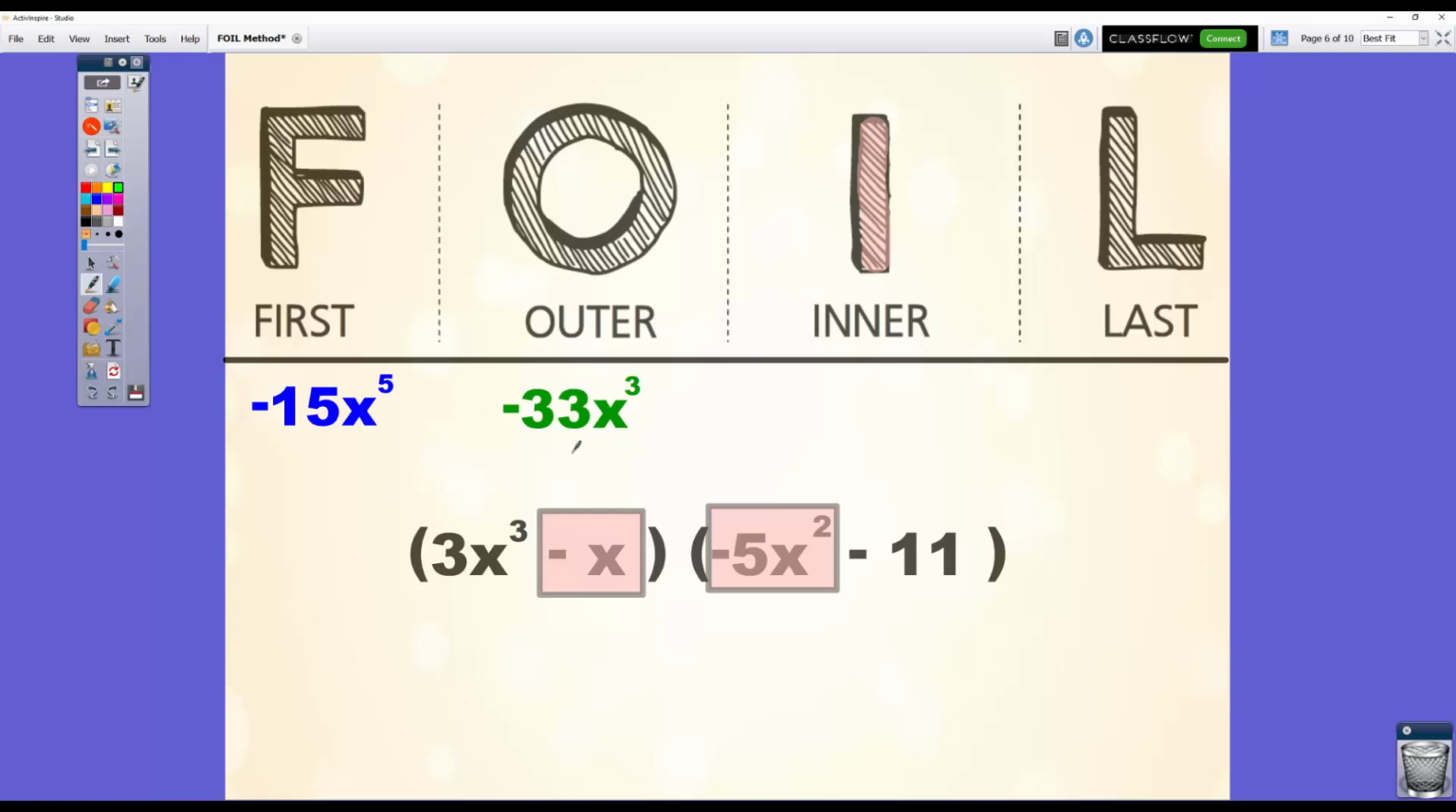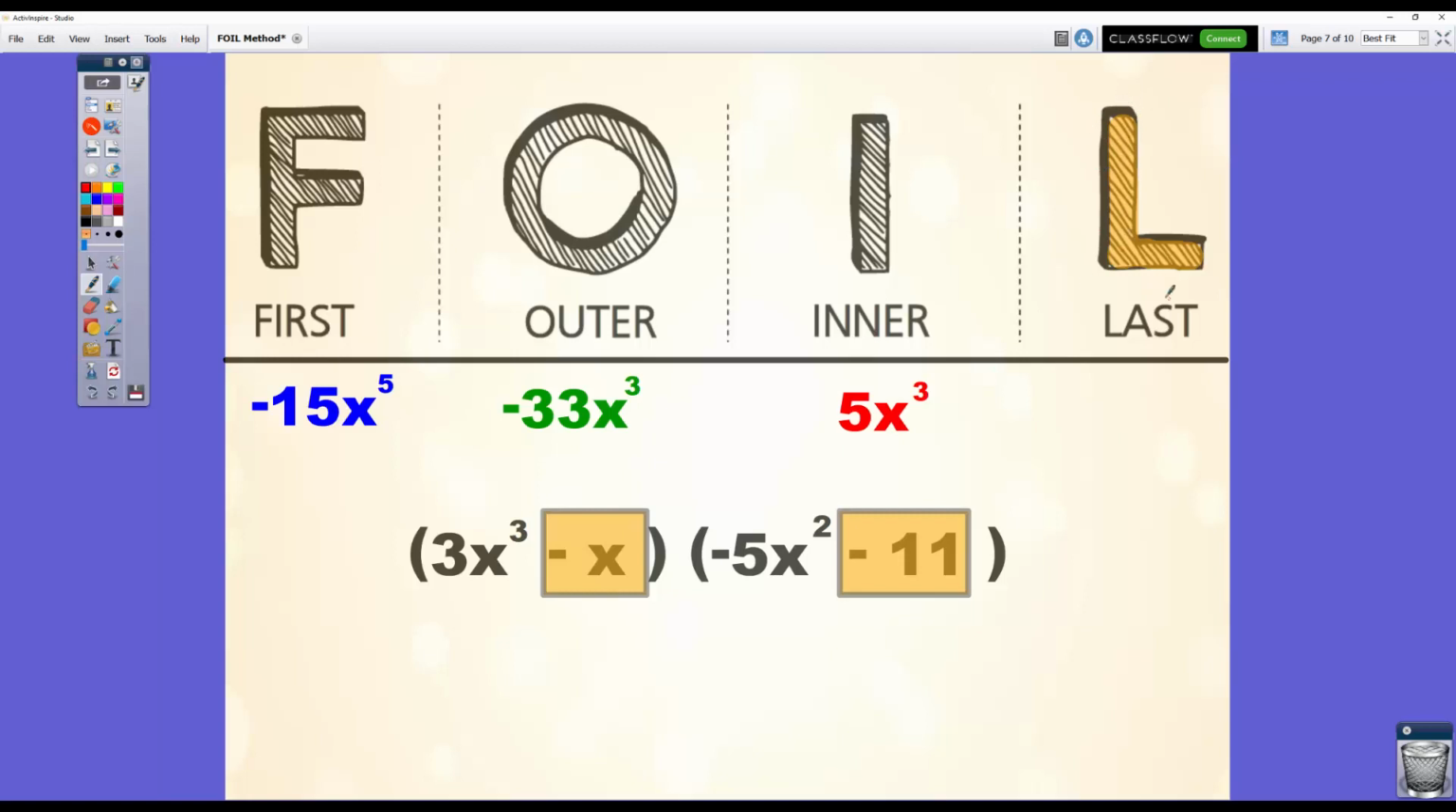Moving on to the I. Okay, for inner, now we are talking about the two terms in the middle, on the inside of both of the binomials. So I'm going to put the 1 right here just because I like to see it, and I'm going to put the 1 up there as well. Multiply our coefficients. Negative 1 times negative 5 is positive 5. X to the power of 1 times x to the power of 2. Keep the base, and we add the exponents. So 5x cubed. There we go.